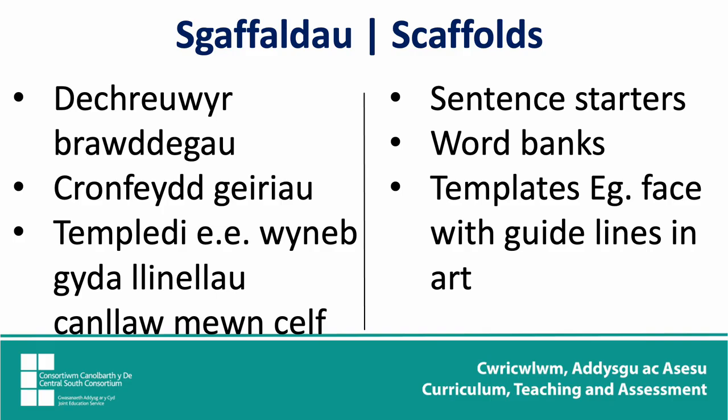The next S to cover is scaffolds. Now, this category tends to cover everything that the others don't. So this can include sentence starters, word banks, templates. This could be like a face with guidelines on it. So anything that doesn't fit neatly into the other categories tends to go here. Scaffolds can be task lists, can be conversation starters, can be use of a TA. There's so many different, again, ways that you can scaffold, and again, not all of them are written.